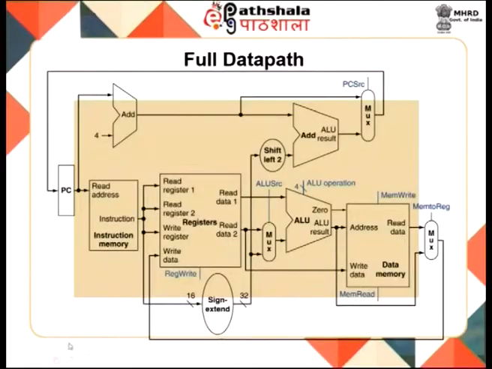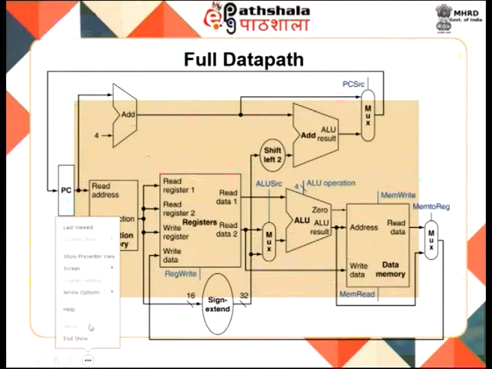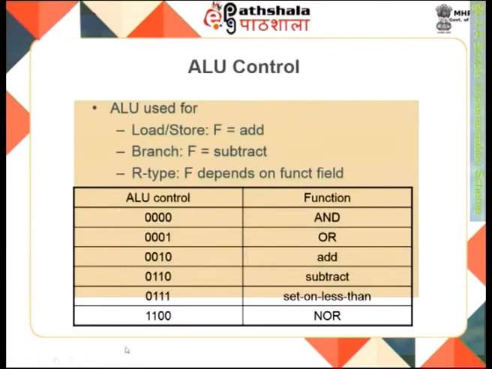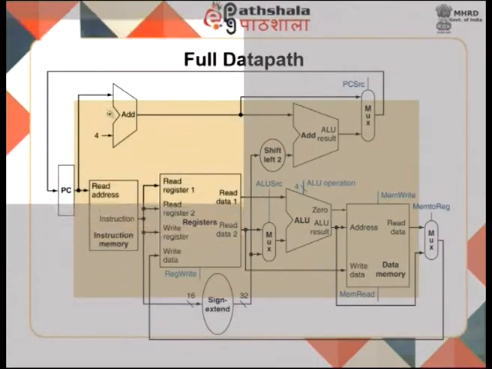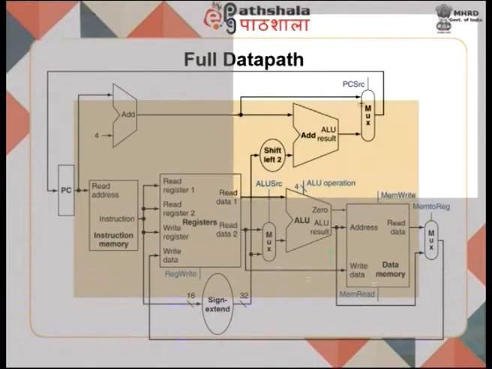So having seen the data path, now we look at the various control signals that are needed. Some of the control signals have been identified here. Examples of the control signals have been shown here.